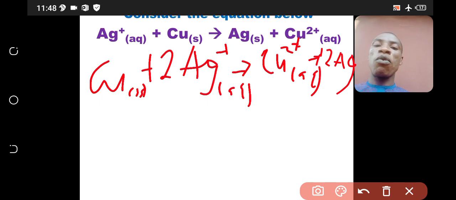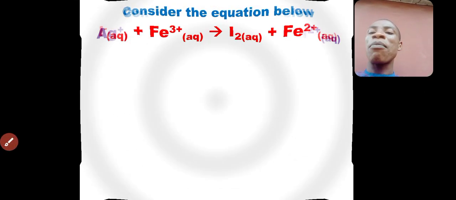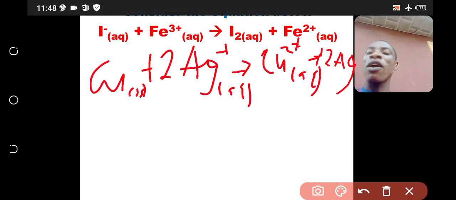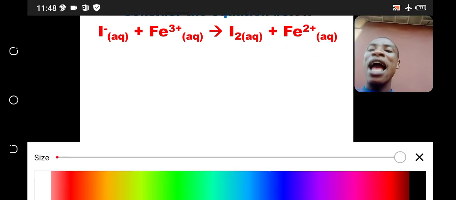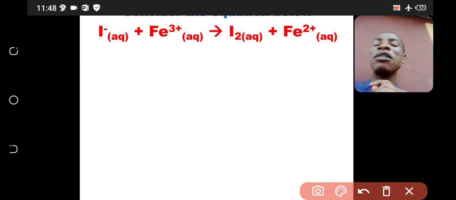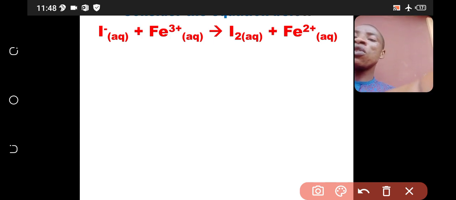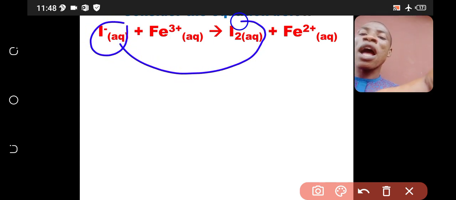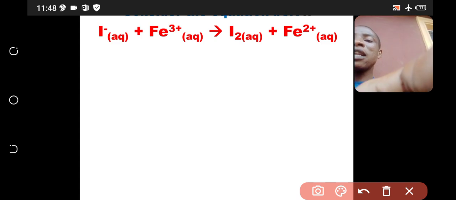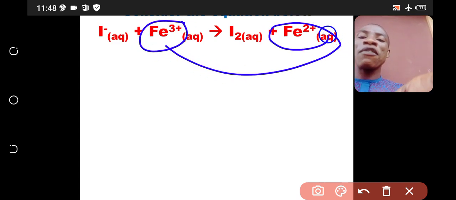If you want to check again, you can just rewind the video and see how I explained it. So let's see another example here. The example we have is I minus plus Fe3+ giving us I2 plus Fe2+. Once again, you break it into half equations, so that I minus goes to I2 and Fe3+ goes to Fe2+.